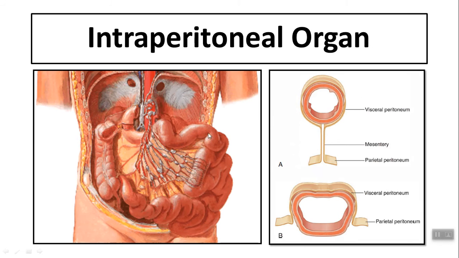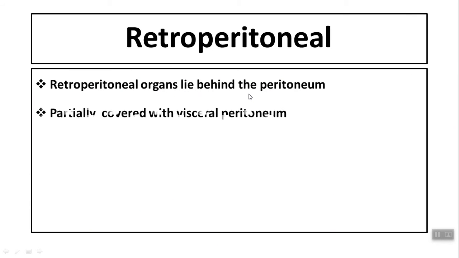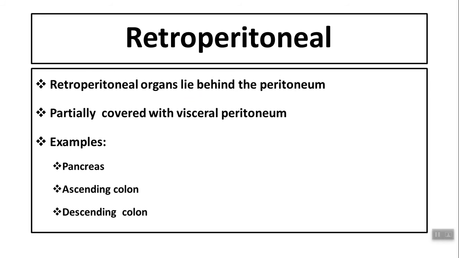We can see here, these are the small intestine. Parts of the jejunum and ileum are totally covered by visceral peritoneum, and they have a mesentery, while the retroperitoneal structure is covered partially by visceral peritoneum. These are the retroperitoneal structures. We can say that this organ is retroperitoneal when it lies behind the peritoneum and it is partially covered with the visceral peritoneum. Examples of these retroperitoneal structures are the pancreas, ascending colon, descending colon, kidneys, and the suprarenal gland.